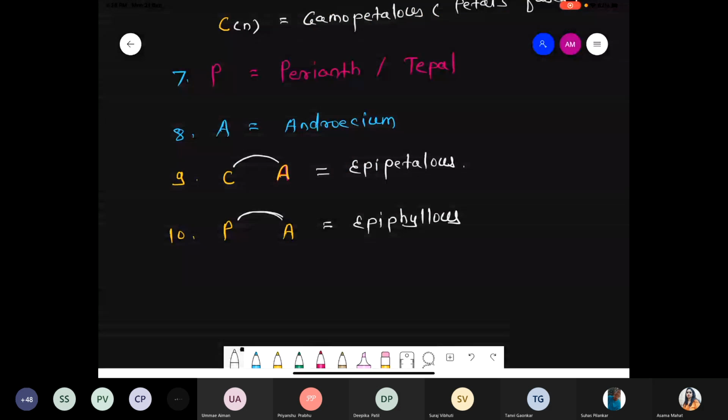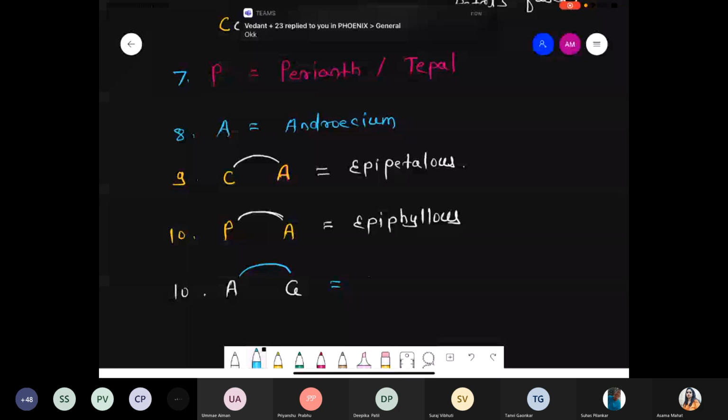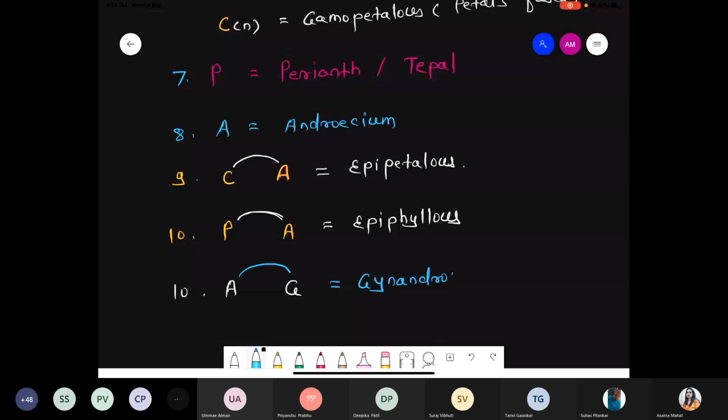Yeah. Next one, number 10, we are talking about the presence of the androecium, and this androecium is attached to the gynoecium like this. Attachment between androecium and the gynoecium. Such a condition is represented by the gynoandrous condition. Okay. So epipetalous, epiphyllous, and the gynoandrous condition, from the NEET point of view, are important.